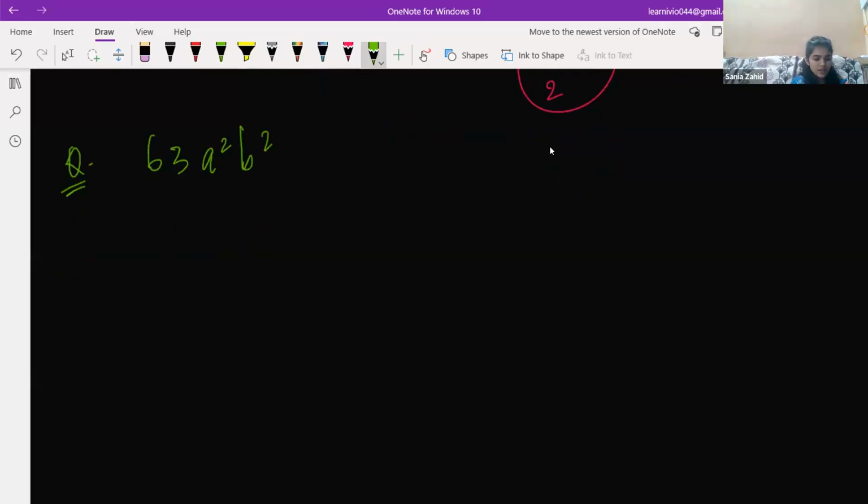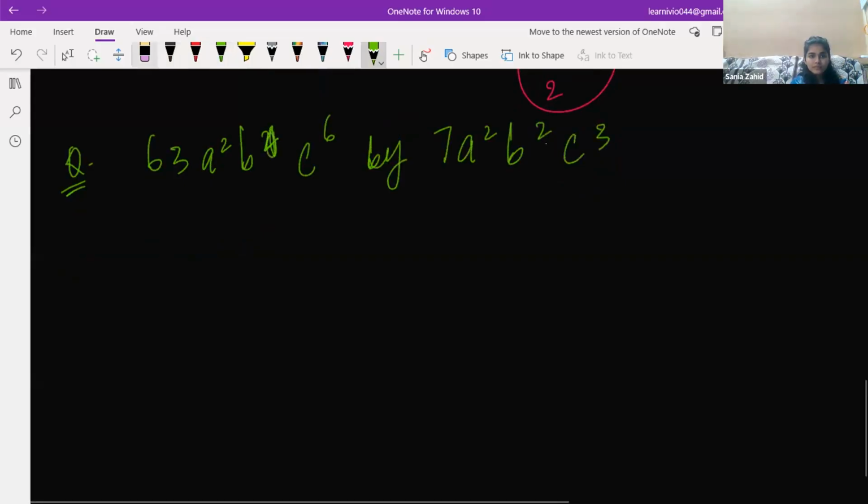So we have 63a square b to the power 4 c6, you have to divide by 7a square b square c cube. So how do we do this? Who will tell me? Aswan has told me already, so Ramesh, tell me the solution.